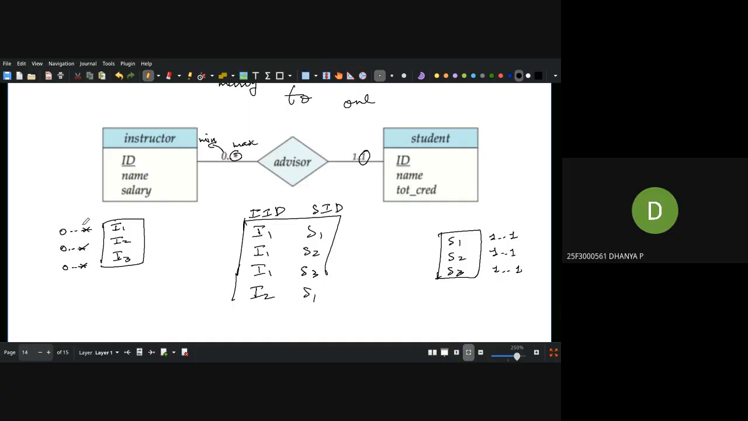Sir, clarification. See, you have written the table, no? The last row is I2 S1. But if you see the right hand side condition, the maximum allowed is 1. So here for S1 there are two instructors. So that fails the condition, no?